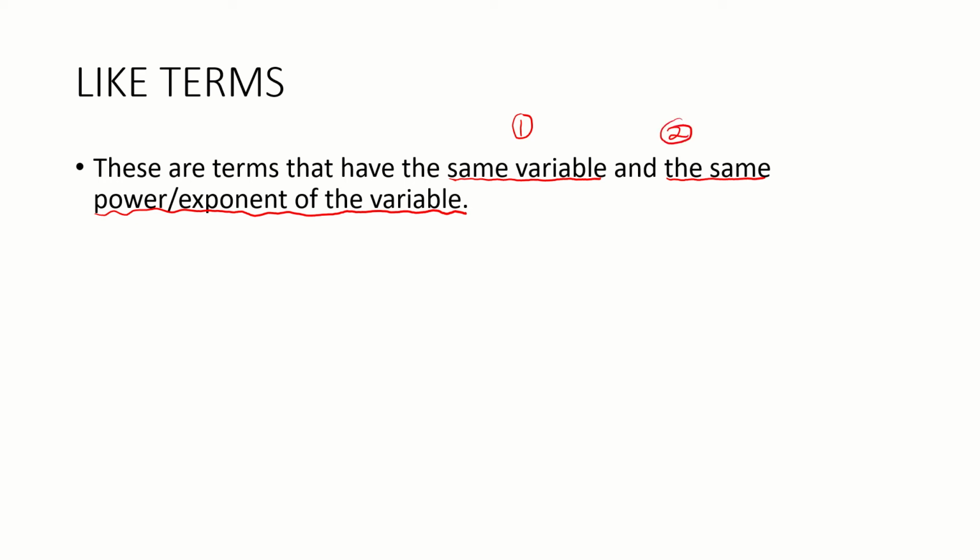The exponents of those variables must also be the same. If both requirements are met, then we're going to conclude that the terms are like terms. So for you to conclude that terms are like terms, they must have the same variable, and the exponents of those variables must also be the same.